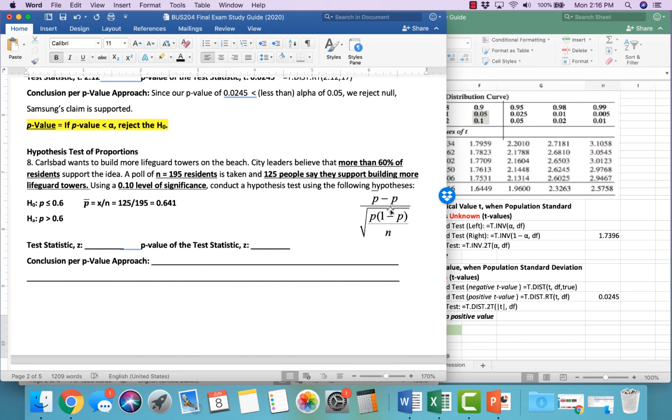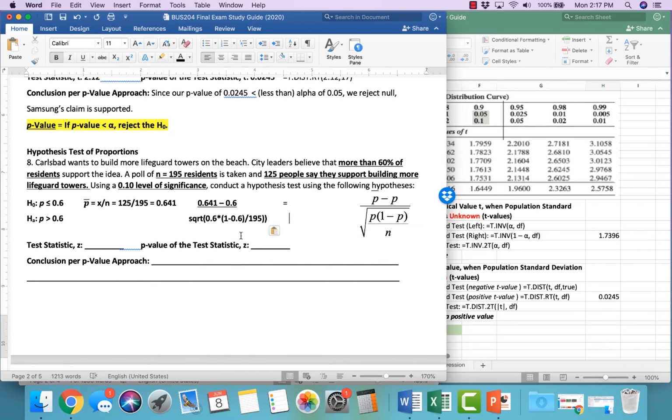Next, we need to find the test statistic. So we'll have to plug in our variables into this formula here. And there's no easy Excel formula that will do this for you. So we just have to do it with our calculator. So I'll first plug in my sample proportion of 0.641 minus our hypothesized proportion of 0.6. And then in the denominator, that's the square root of all of this. So I'm going to plug in my 0.6 where I see p's and my n of 195. So you can see it's 0.6 times 1 minus 0.6 divided by the 195.